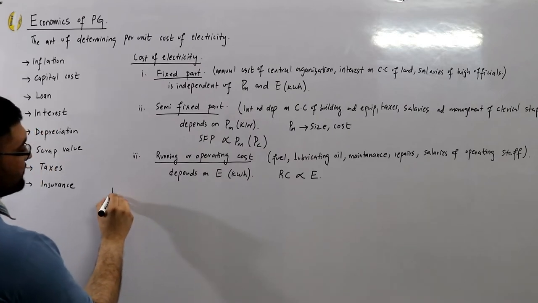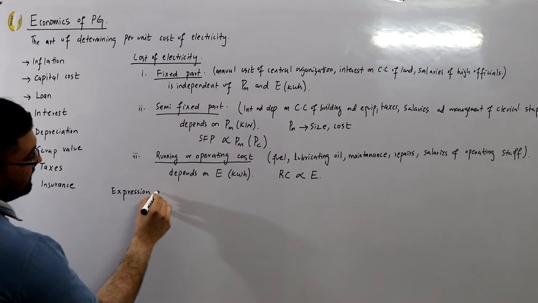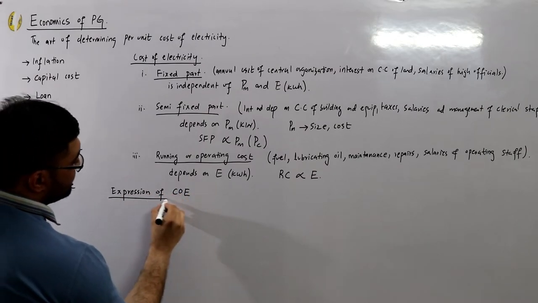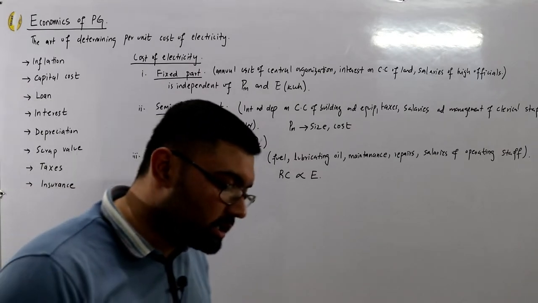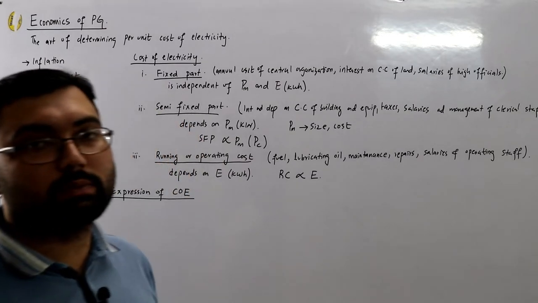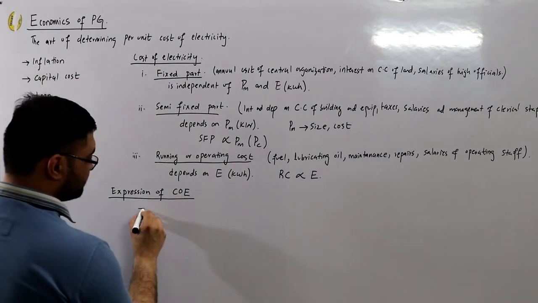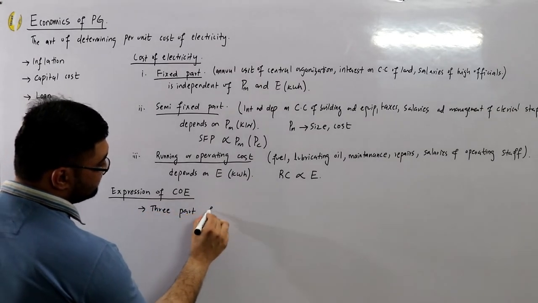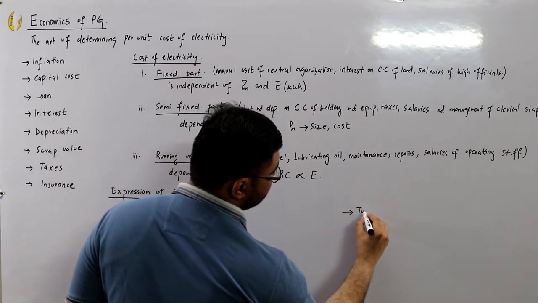So I would write the expression of the cost of electricity. How do I express it? The overall cost of energy generated by a power station is expressed in two forms. Number one is the three-part form, and number two is the two-part form.